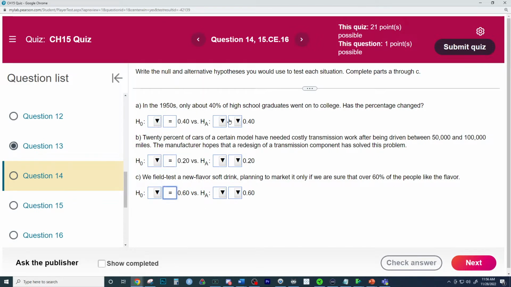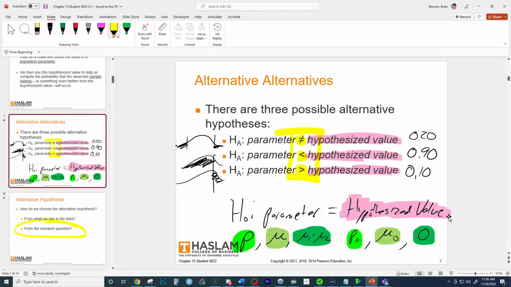Now, the first thing right here will be the same for both of these. Notice how we've got options, and it's going to be the same for both of these. Whatever you select right here will be the same for the alternative. Now, we're not going to use all three alternatives. The alternative sign is going to be based on the question, but we are going to pick the parameter of interest, which will either be P, mu, or mu1 minus mu2.